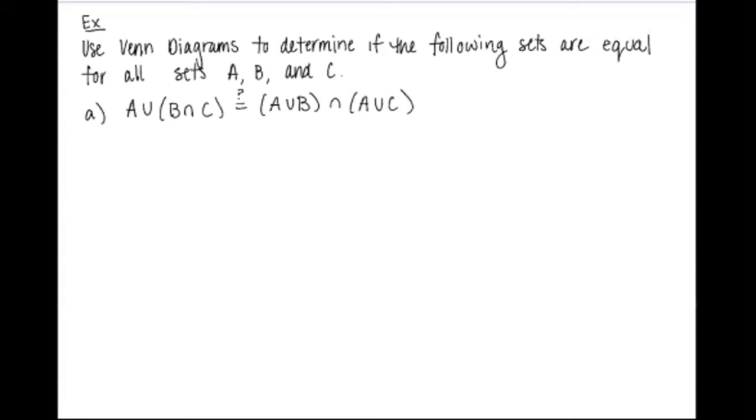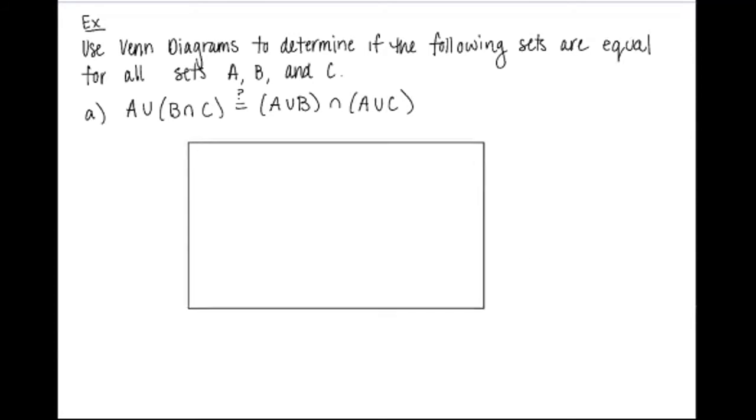So this is a problem. I have a lot going on. I have a lot of pieces of information. What I want to do is I want to draw our Venn diagram with 3 sets. So we've got our universal set, we have set A, we have set B, and we have set C.